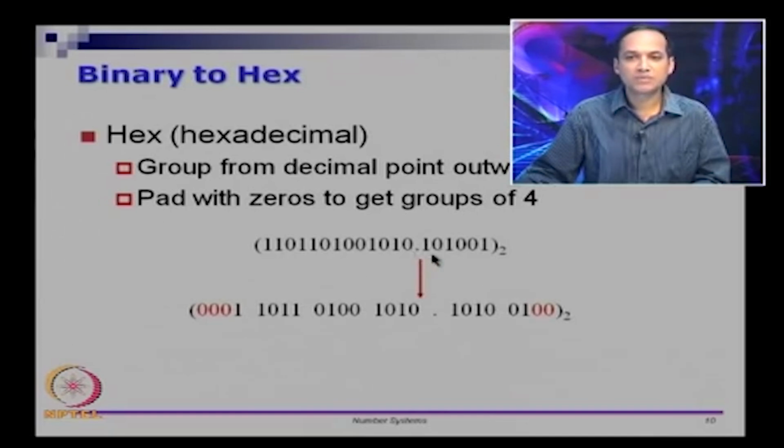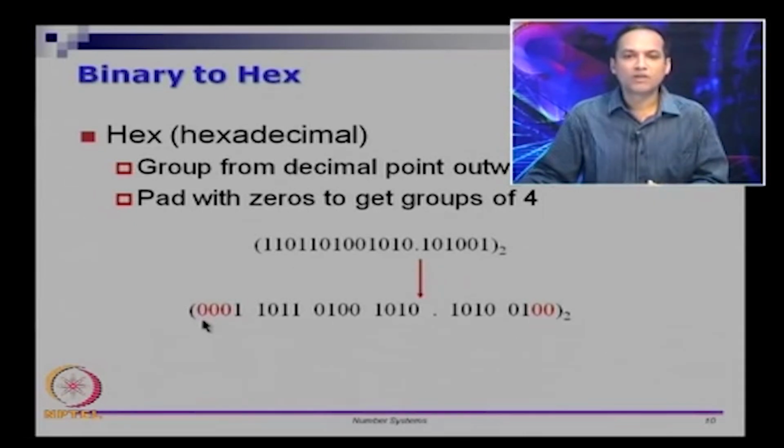Similarly, you start from the decimal point, you take 4 bits at a time and put them here, 1010 you put it here, and 01 you put it here, and you pad 2 zeros. So this number is the same as this number, because you know this from the decimal side also, that padding zeros to the integer in the front is not harmful, it is not going to change the number.